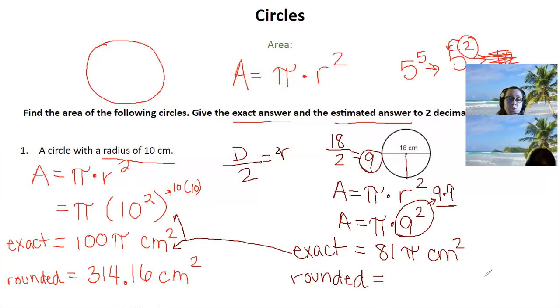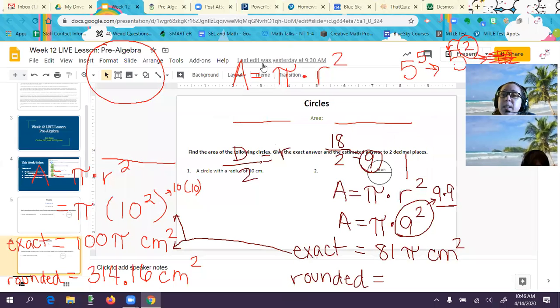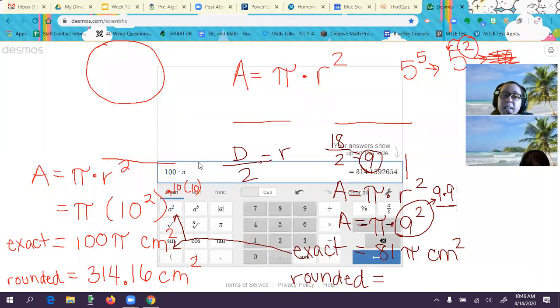For my rounded, I'm going to go to Desmos. My cat just jumped when I said that. He's so excited that you're sponsored by Desmos. That's why. He just kind of twitched. This is brought to you by Desmos. No, I'm just kidding. It isn't.